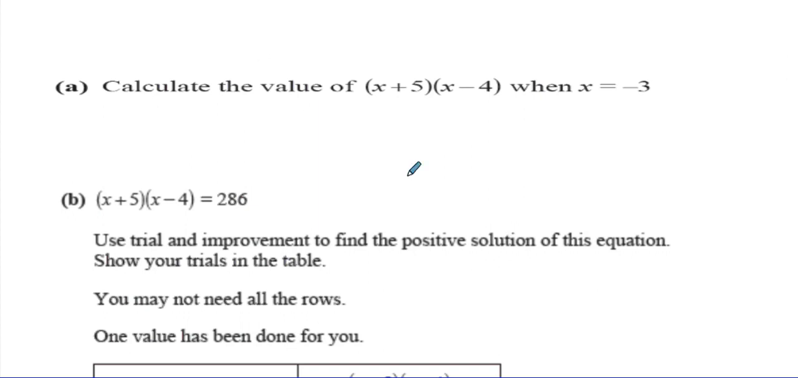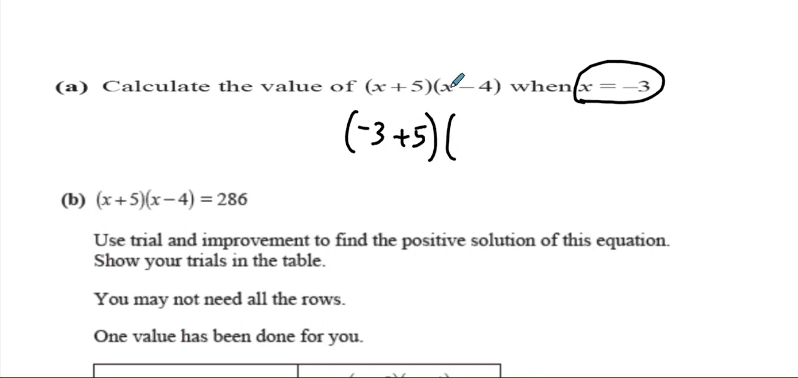This will be calculate the value of (x + 5)(x - 4) when x is -3. In place of x we write -3 plus 5, and in place of x we write -3. That means we are substituting x equal to -3 in this expression here.